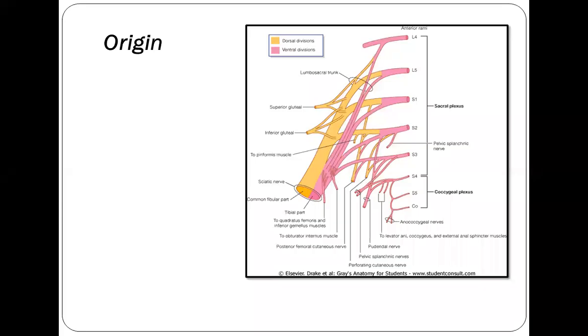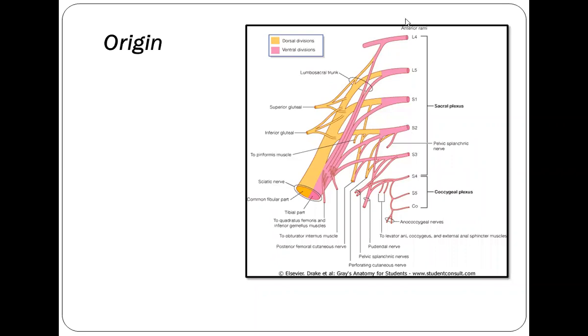And you can see that in pink color, what is depicted is the ventral division of anterior rami of the roots of sacral plexus. Okay, so this diagram, I think you can compare it with the diagram of the brachial plexus. Okay, so this is what the origin of the sacral plexus is with the nerve roots. Okay, the nerve roots are what emerges from the spinal cord.